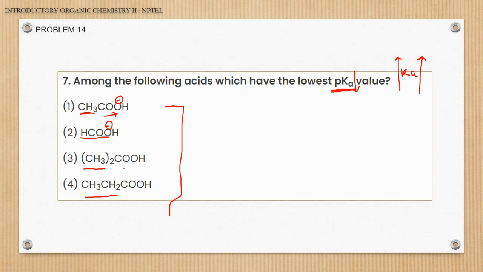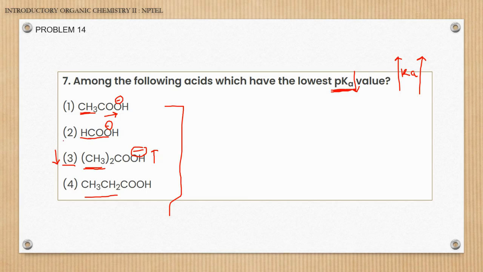Third one. Yeah, third. Because now on the same carbon you are having two methyl groups, which again destabilize the oxyanion which is forming in this case very much. So third will be the least strong acid, that means the weakest acid, having the highest pKa value, because Ka value is lowest for this and pKa value is highest for this.